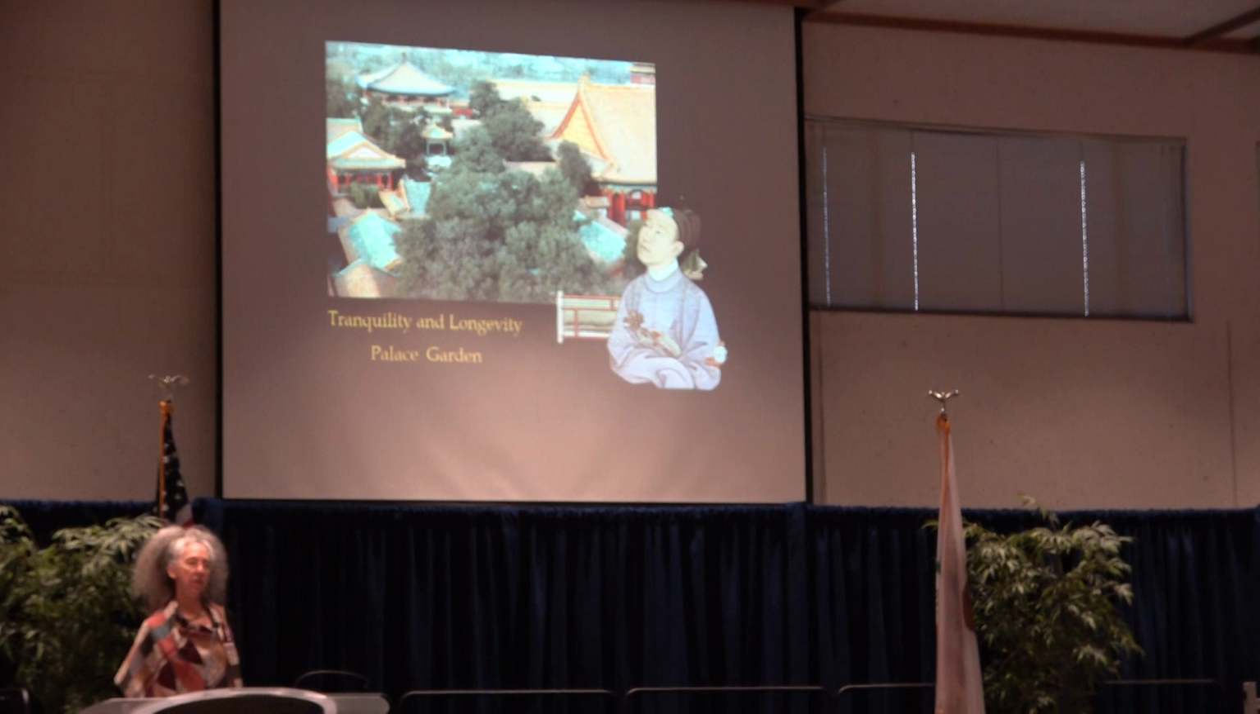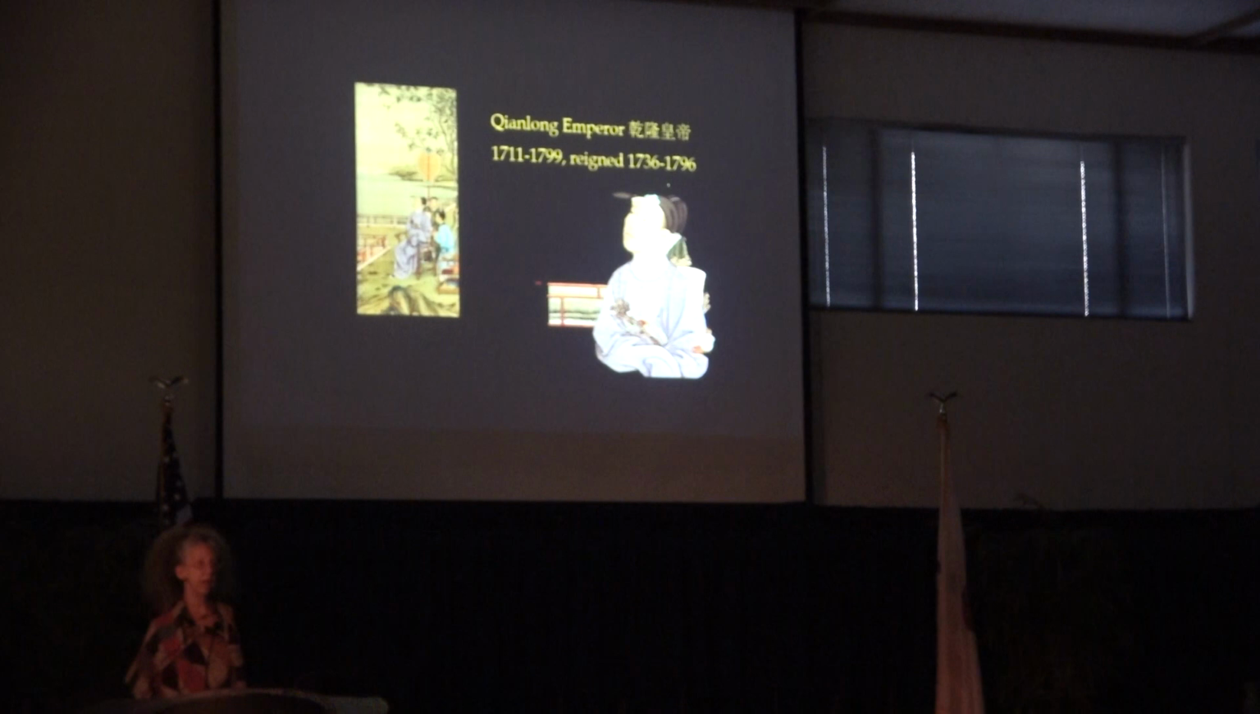It is known formally as the Tranquility and Longevity Palace Garden. But today, most people just call it the Qianlong Garden. And let's just talk a little bit about the Qianlong Emperor. I'm sure you are all very well versed about this amazing emperor that really was the height of the Qing Dynasty. The Qianlong Emperor was born in 1711 and he passed away in 1799. He reigned for 60 years.